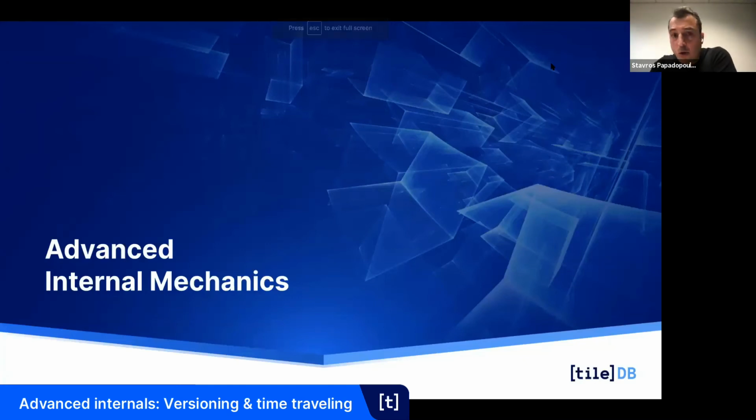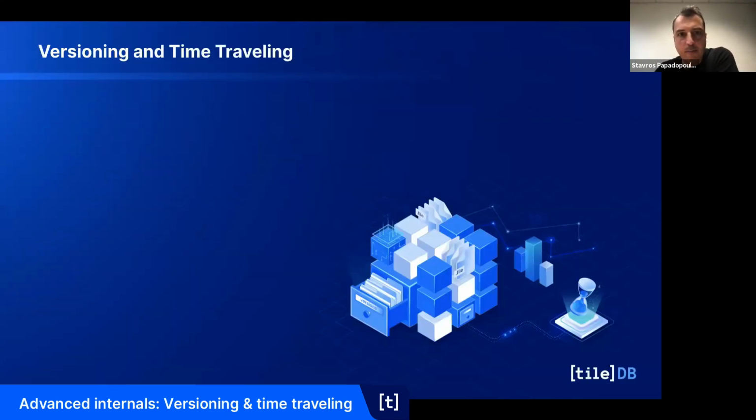All right, some more advanced topics. Perhaps the most powerful one is versioning and time traveling. So in TileDB, every write is immutable. Remember, every write creates a fragment, a timestamped fragment that will never change. It's immutable, and that's why it's awesome for object stores, because in object stores, every object is immutable. So this aligns very, very well.